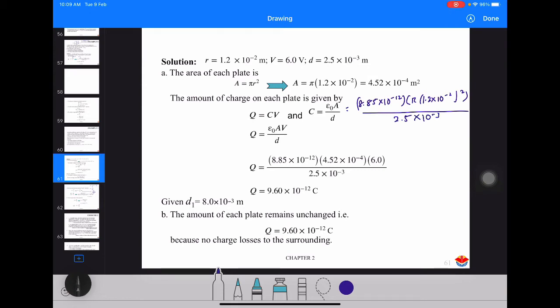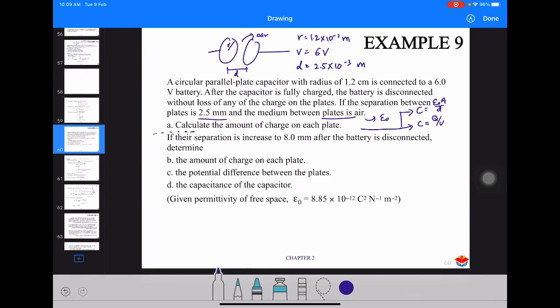Press your calculator, get the answer first, and then once you get that, calculate using C equals Q over V, where Q equals CV. Okay, you found C, substitute inside here. And V here is actually 6 from the question. Okay, the next question.